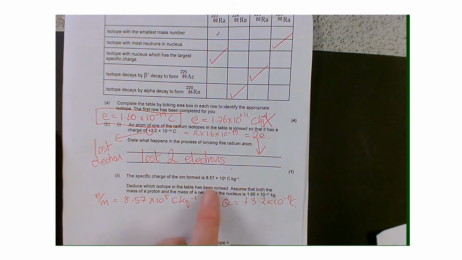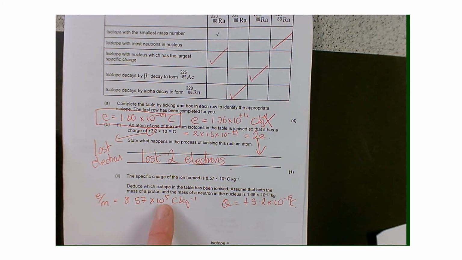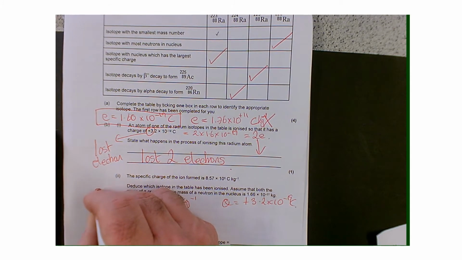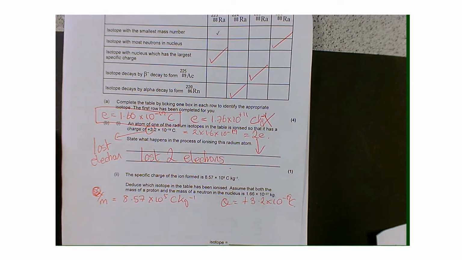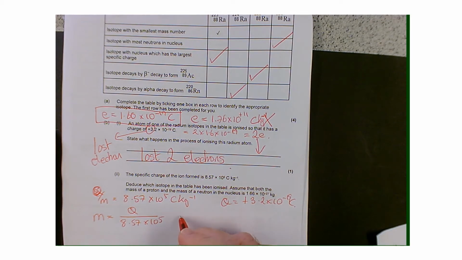We're trying to work out mass. We've been told the charge, we've been told the specific charge, and we're trying to work out the mass. That should be Q over m. So all I need to do is rearrange this equation. The mass is going to be equal to the charge divided by 8.57 by 10 to the 5, which gives me the mass is equal to 3.2 by 10 to the minus 19 divided by 8.57 by 10 to the power 5.